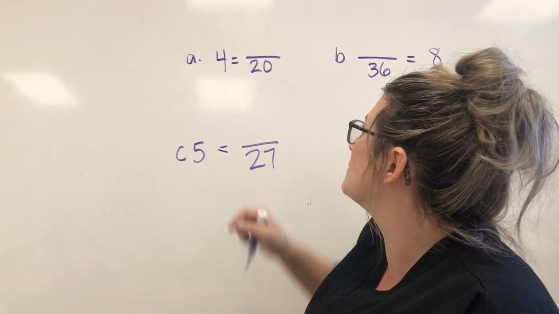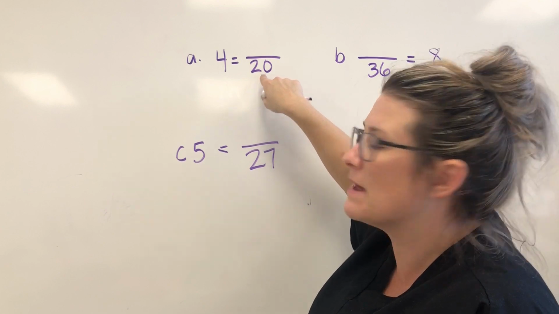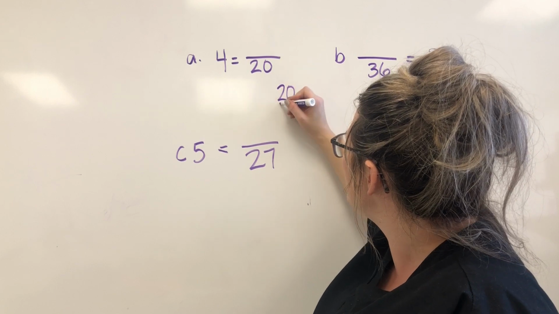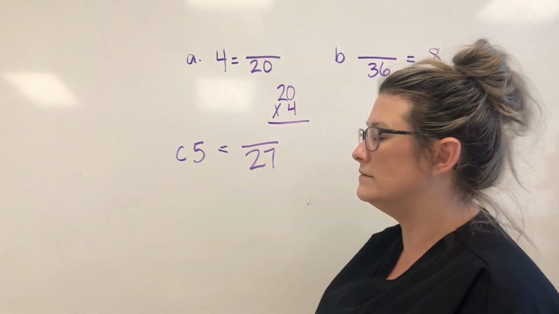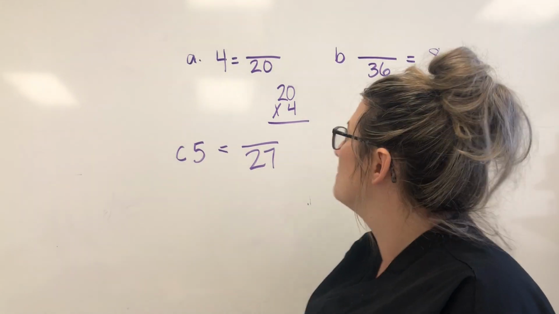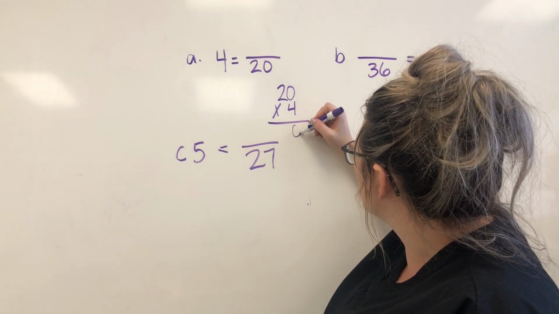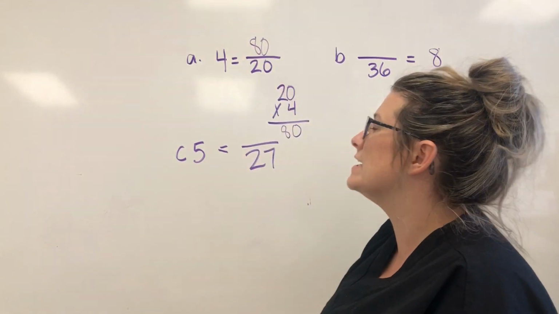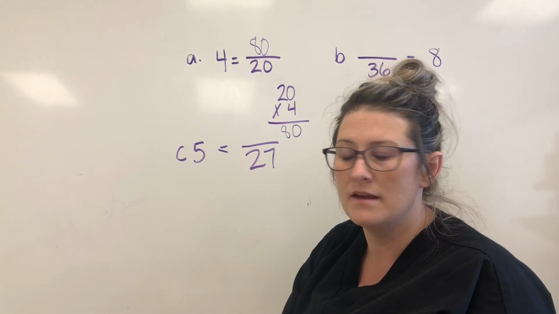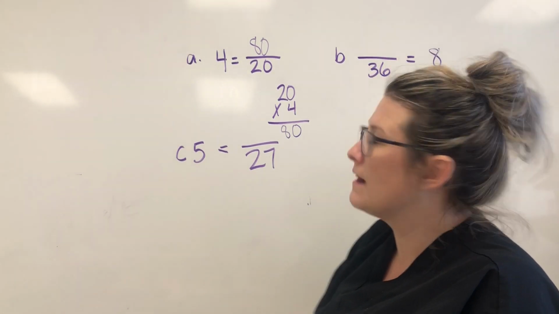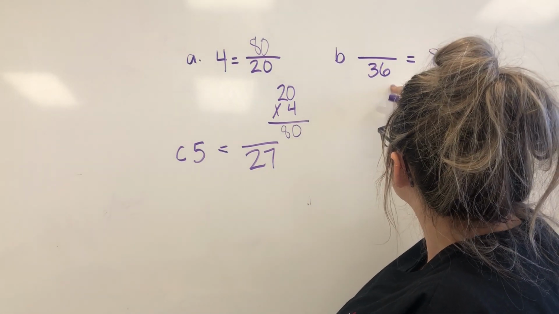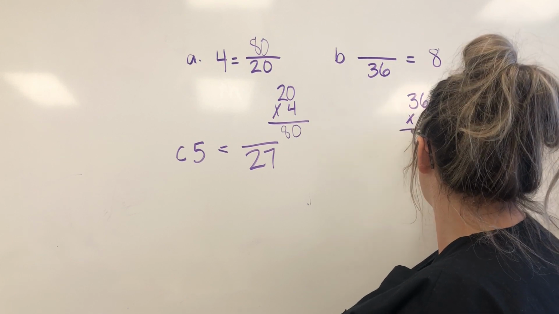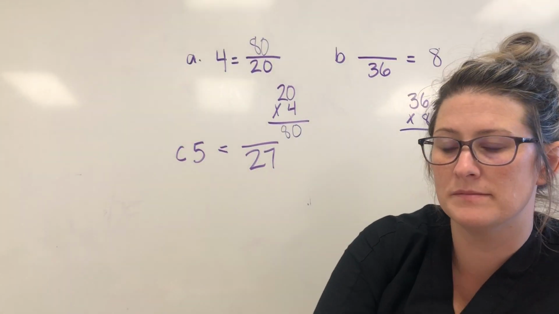So what I'm going to do to find my top number is multiply my denominator by my whole number. So I'm going to have to rewrite it. 20 times 4. Then you're just solving the multiplication problem. So 4 times 0 is 0. 4 times 2 is 8. So the number that I put on the top, my numerator, is 80. Problem B. 8 times 36. I'm going to rewrite it so it's easier to solve. Go ahead and write them down on your paper.